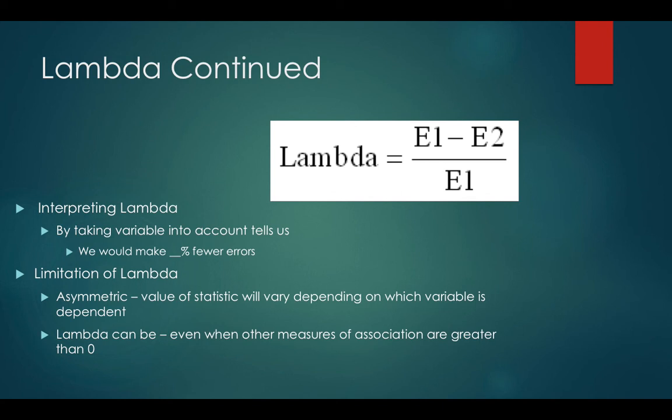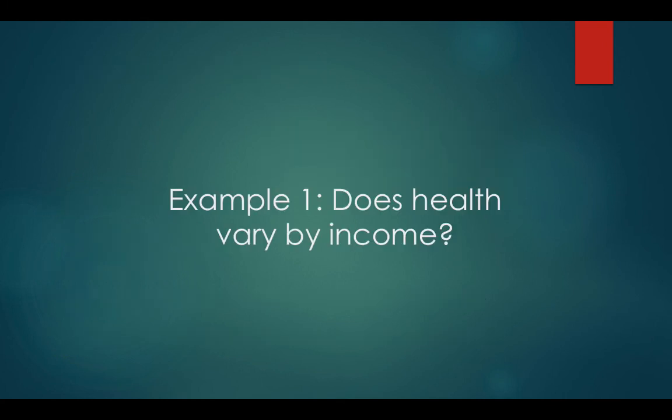The limitations of using lambda, though, include its asymmetry, in which the value of your statistic will vary depending on which variable is taken as dependent. Another limitation includes the fact that when one of the row totals is larger than the others, lambda can come out as 0 even when other measures of association are greater than 0.